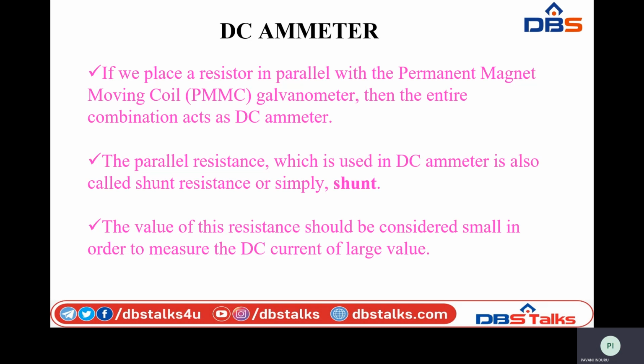The other extra component we require to construct the DC ammeter is one parallel resistor. This parallel resistance which is used in a DC ammeter is also called shunt resistance, or simply shunt. The value of this resistance should be very small because our main intention is to measure very large values of current. That is why the parallel resistance value should be very small, so it passes a small amount of current and hands over the maximum full scale current to the PMMC galvanometer.